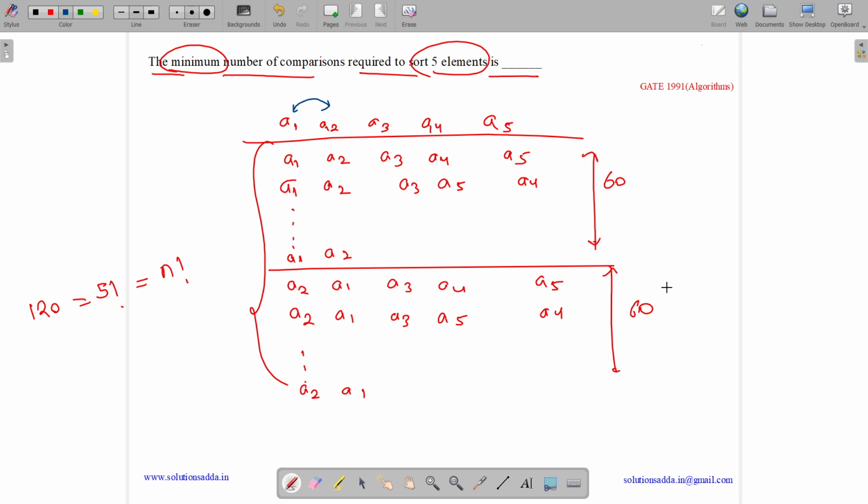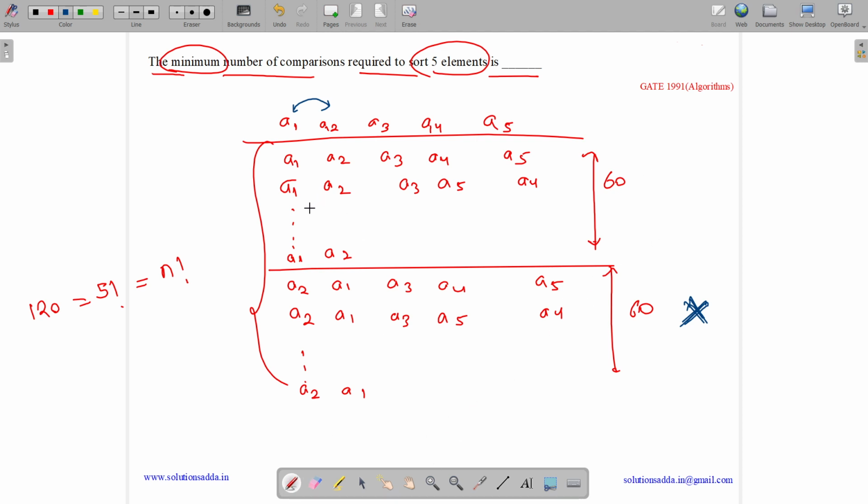If A1 is less than A2, then we can discard this part, as out of these n factorial combinations, out of this 120, only one combination will be our sorted answer. So we can discard this part if A1 is less than A2, as we can't have A2 before A1. And if A1 is greater than A2, then we can discard the other part. So let us suppose we are discarding the second part.